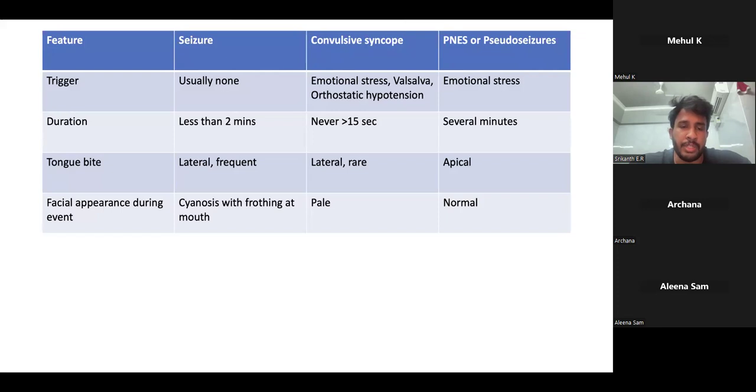If you look at the duration, the convulsive period during a seizure is usually less than 2 minutes, whereas a convulsive syncope never extends beyond 15 seconds. And the pseudo seizure may last for several minutes. That's one of the clues which will point you to the fact that the patient is having a pseudo seizure.